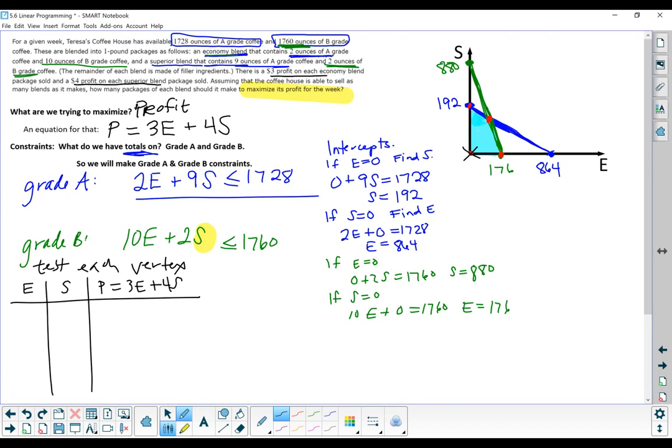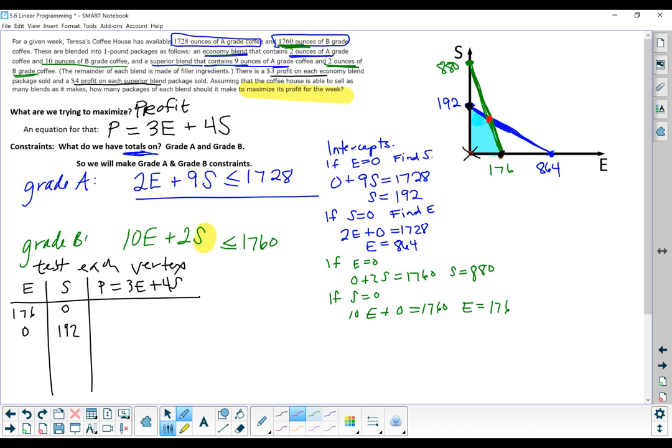Well, my first vertex, I'm going to mark right here. That's the E value is 176, and the S value is 0. And then I have another vertex right here. That one, the E value is 0, and the S value is 880. Oh, not 880, I'm sorry. I need to look more carefully. 192.